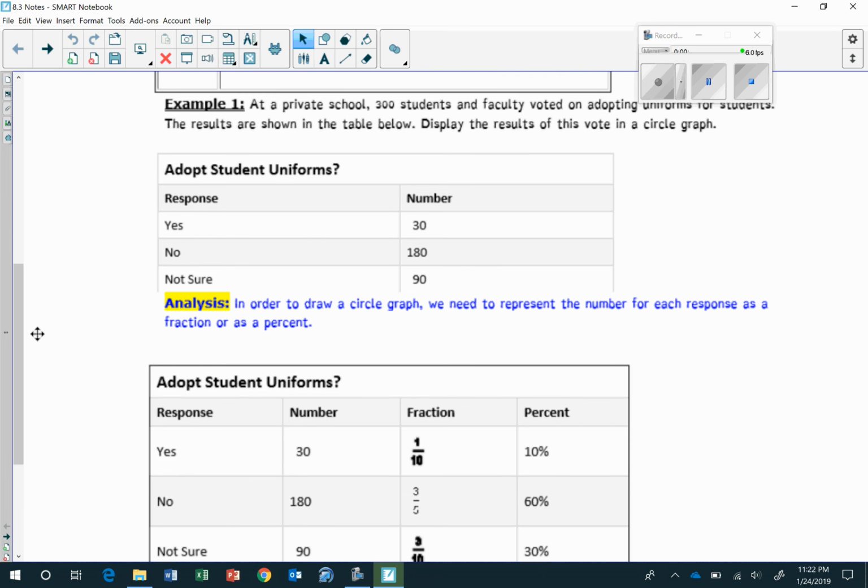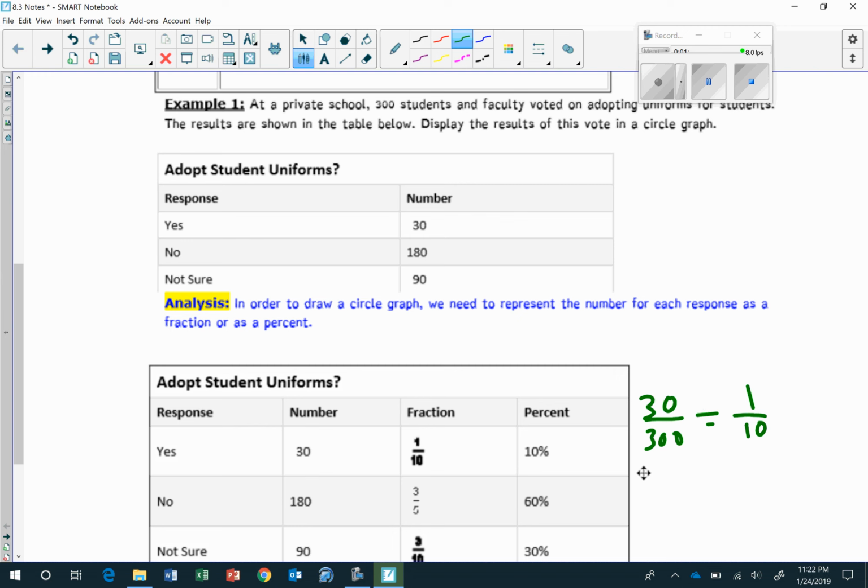So if you look, the people who responded yes were 30, and that was 30 out of the 300 that were surveyed. We have a fraction that's going to reduce down to 1/10, which is the same thing as 10%. So that all started because of 30 over 300.